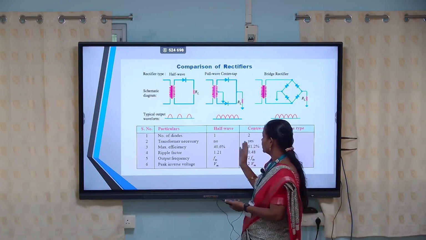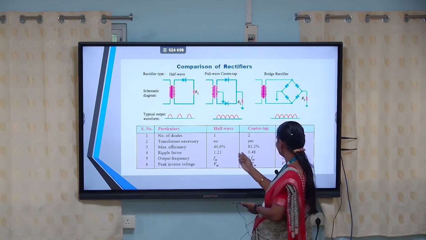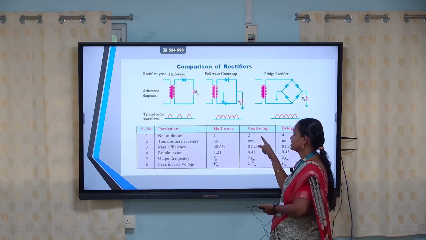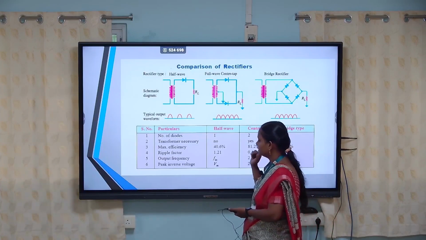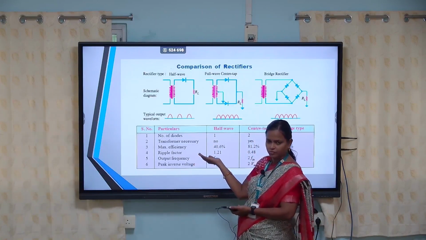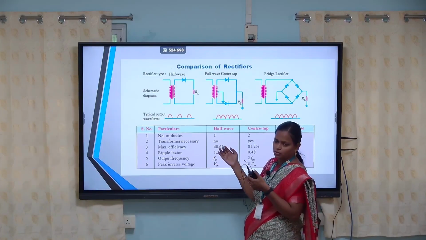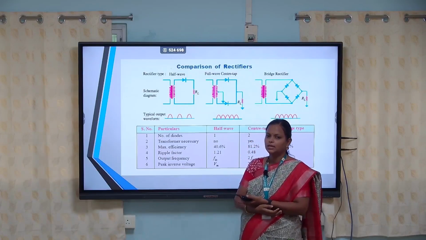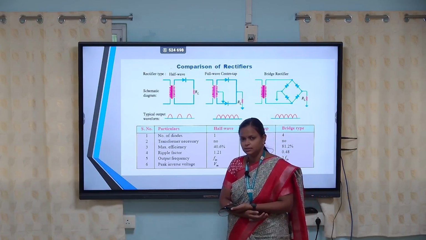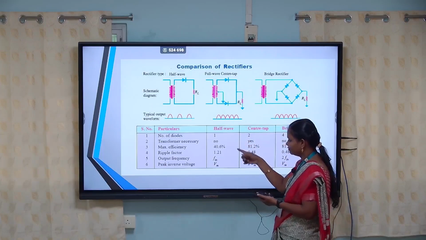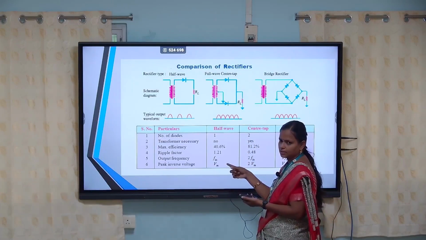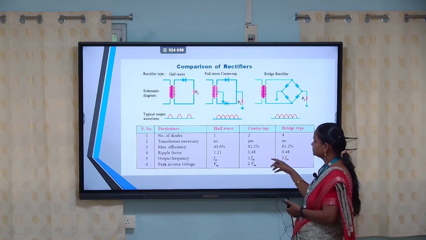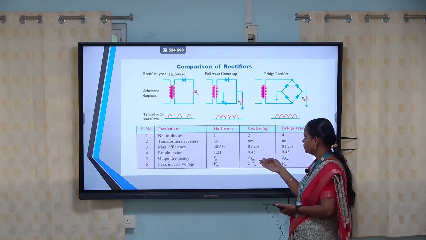There is no necessity of using a transformer in the case of the half wave and bridge type rectifiers, but it is necessary to use a transformer in the case of the center tap rectifier. Then coming to the efficiency, it is very important. Efficiency is nothing but the ratio of the output to the input, I mean how much of the applied AC is converted to DC. In the case of half wave, it is only about 40.6%, whereas in the other 2 cases, the center tap and bridge type rectifiers, the efficiency is maximum, about 81.2%.